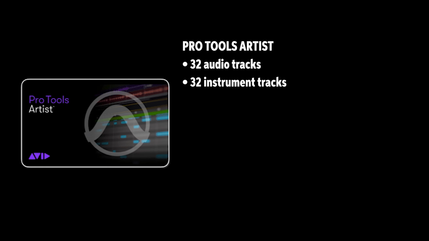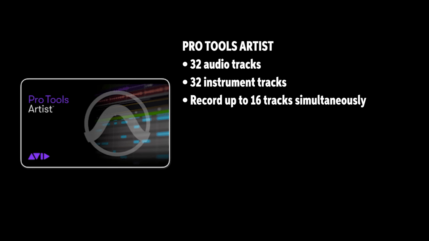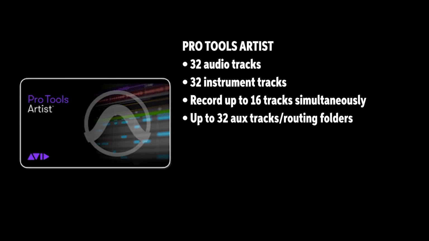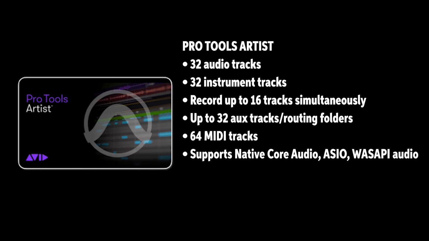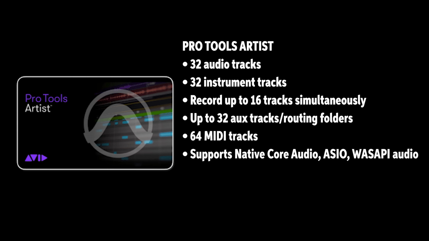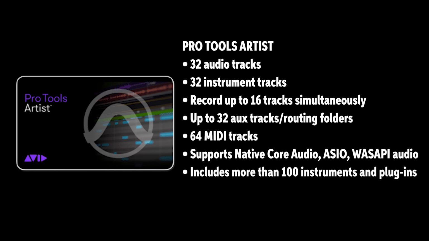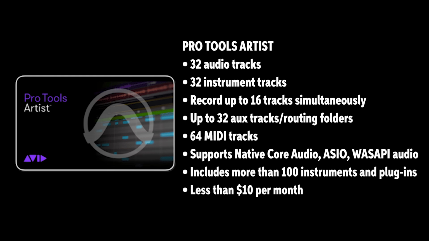This is aimed at music creators, songwriters, and producers. You get 32 audio tracks, 32 instrument tracks, and you can record up to 16 tracks simultaneously. You can also have up to 32 aux tracks and 32 routing folders in your session, and up to 64 MIDI tracks. Pro Tools Artist includes support for native audio formats including ASIO, Core Audio, and WASAPI. More than 100 instruments and plugins are included, and you get all this for less than $10 a month.